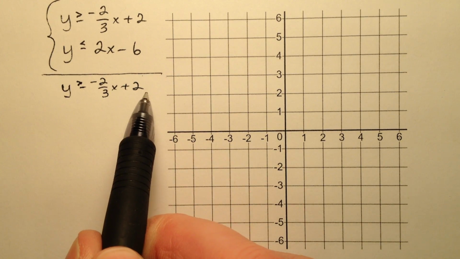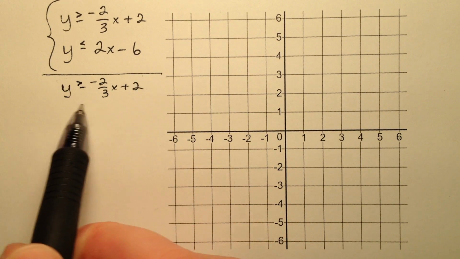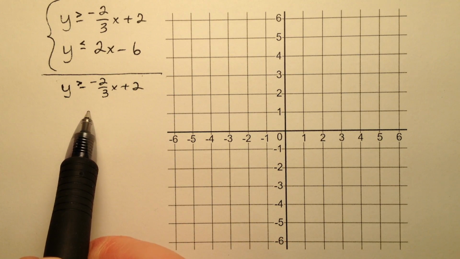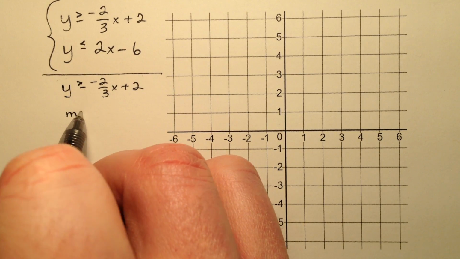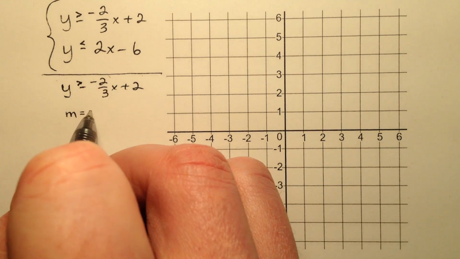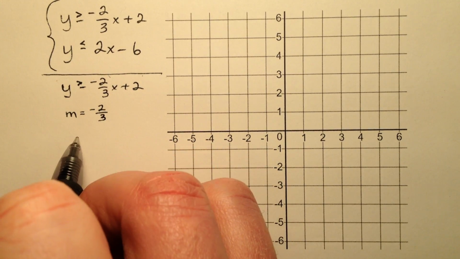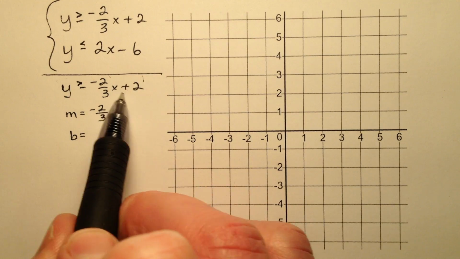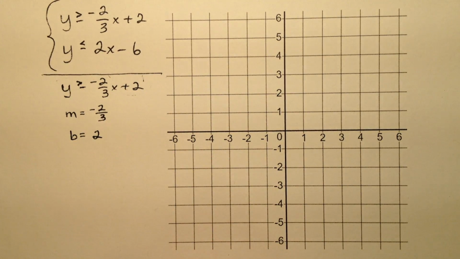Well, 2 of them are the slope and the y-intercept, and we notice that this inequality is already in slope-intercept form. So the slope is going to be the coefficient of my x, which is negative 2/3. The y-intercept is going to be this constant, so it's going to be 2.